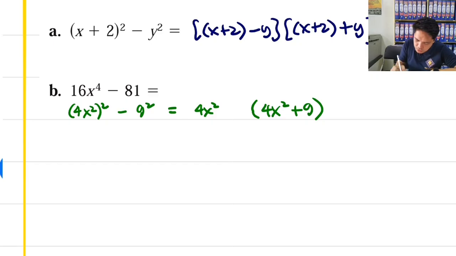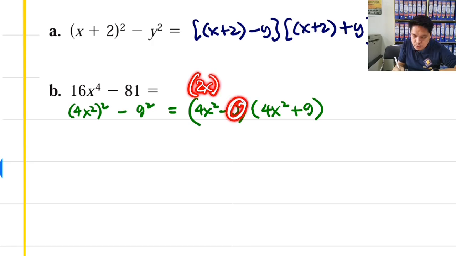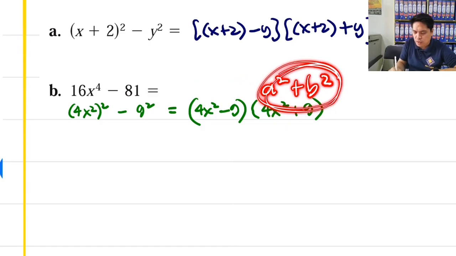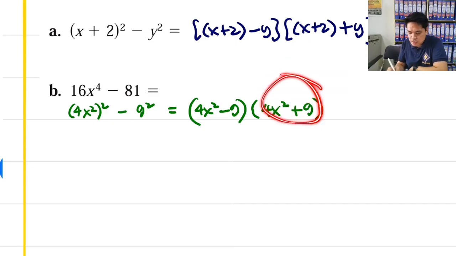But wait, there's more. It's not finished yet. Here, 4x squared is still a perfect square. That is the square of 2x. And 9 is also a perfect square. That is the square of 3. So this is still in the form a squared minus b squared. This one is not anymore because this would be a squared plus b squared. We don't have a factor for this, or we cannot factor this out anymore.